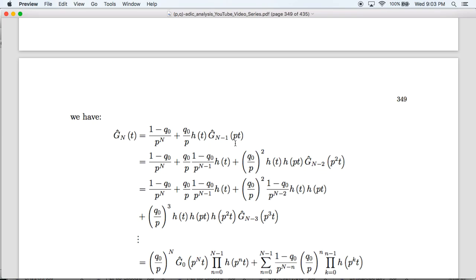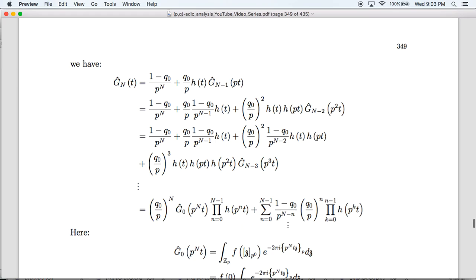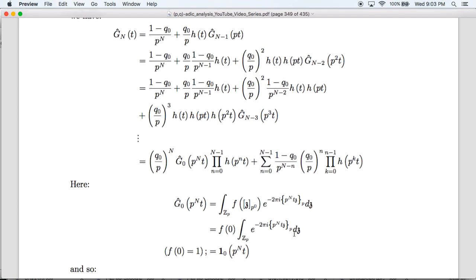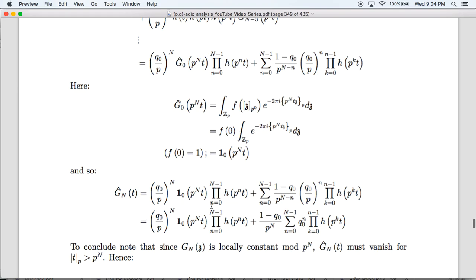recursive relation, just like we got for chi-q. And now we just nest it. Nest, keep track of the pattern, and this is as follows. So all we need to do here is now compute g_0 hat of p to the n t. Well, when we have n equals 0, this is always going to be 0. So this is f of 0 times this integral. And this integral, of course, is the indicator function of 0 times p to the n t. This is going to vanish if t has a p-adic absolute value greater than p to the n, and it's going to be 1 if it has the p-adic absolute value less than or equal to p to the n. And so plugging that in, we get this guy.